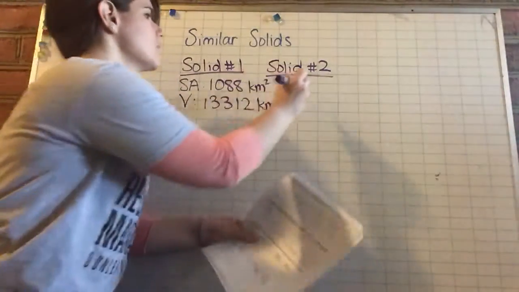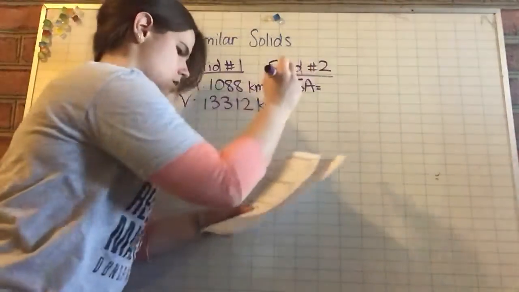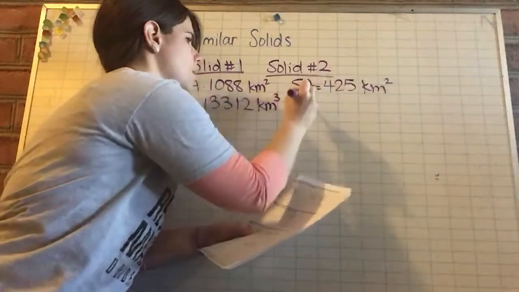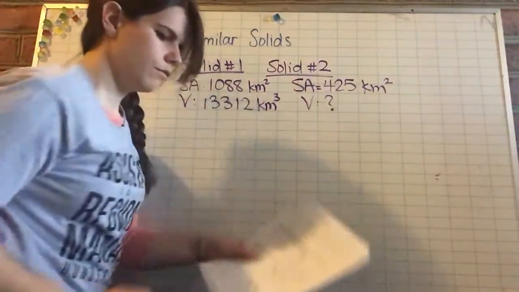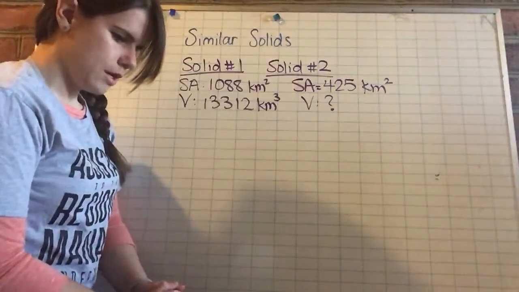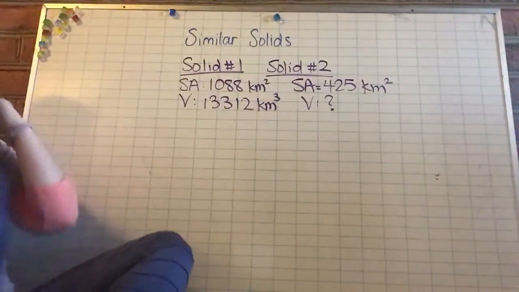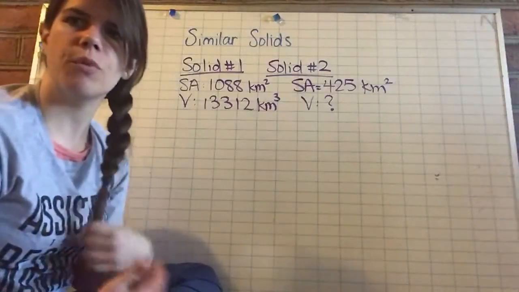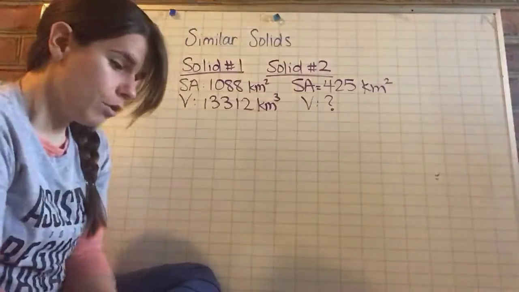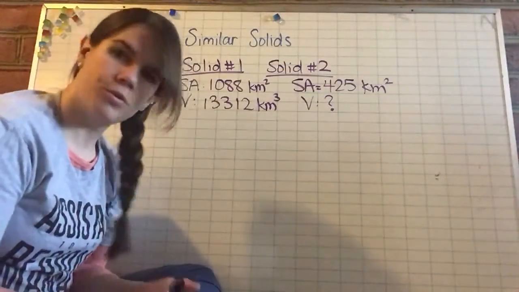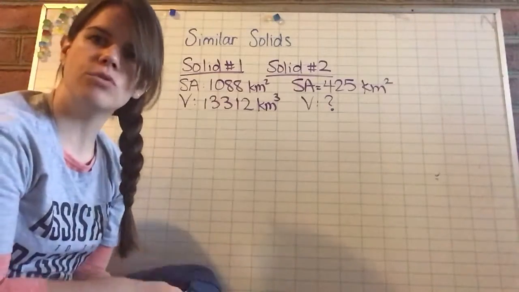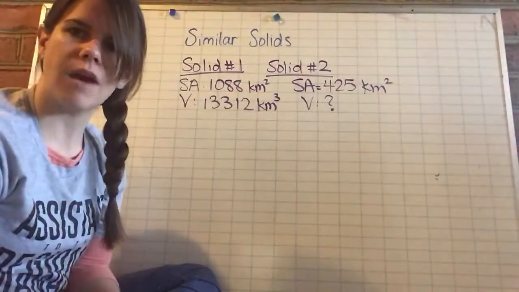Okay, the second solid, I have a surface area of 425, but I don't know the volume, and I need to figure that out. Now unfortunately I cannot just set this up as a proportion with the surface area and volumes. It doesn't work that way. So I am going to need to use the information that I have double of to work backwards to find my scale factor, then use the scale factor to find the volume.